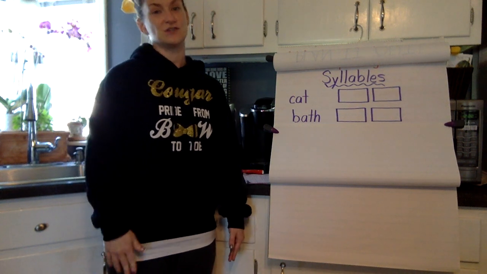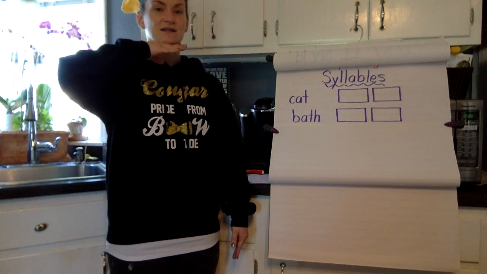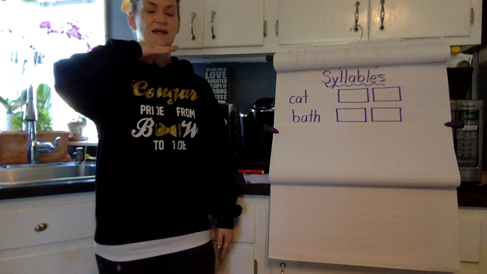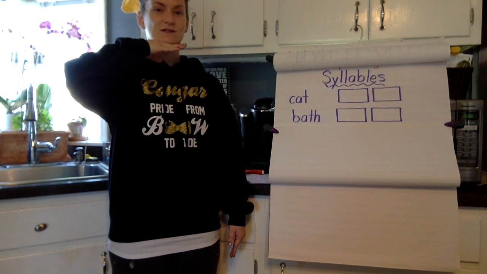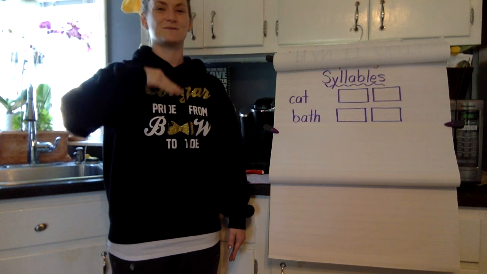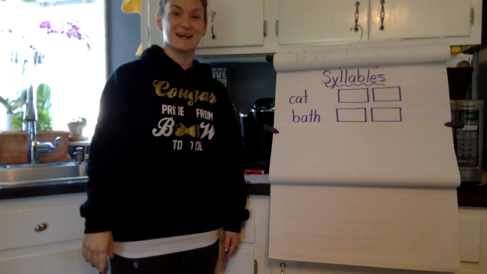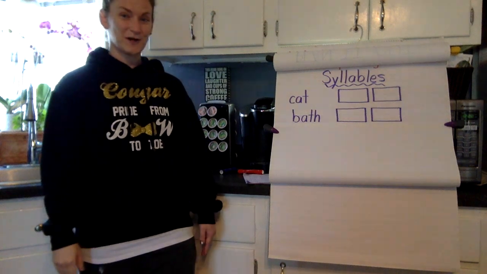And the third thing you can do to count how many syllables are in a word is to put your hand under your chin and count how many times it pushes down while you say the word. Here we go. Let's say cat. 1, 2, 3. Cat. How many times did you push down? Once. Right, because cat is a 1-syllable word.